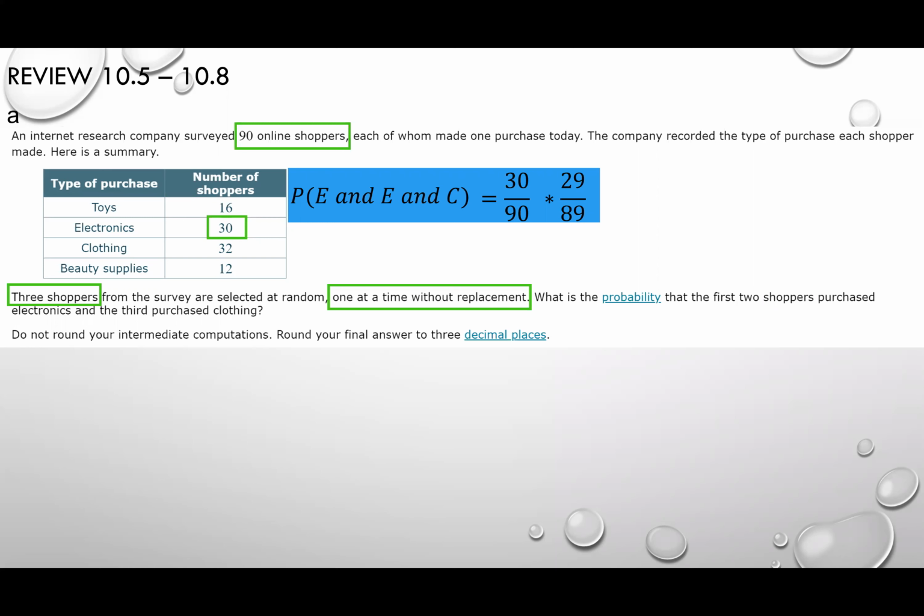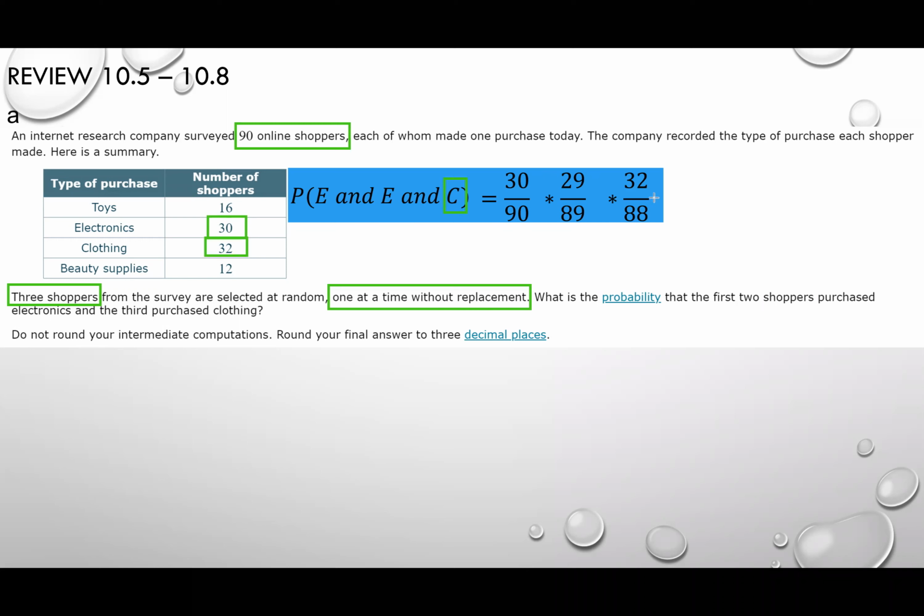And now the third person, I want the clothing, which is 32 out of, it's no longer 89 because there's 1 less, since we do not replace them. We have 1 less, right? The criteria might be different. The reason why we have 32 is because of the clothing. The clothing is 32, so it's not 28, right?